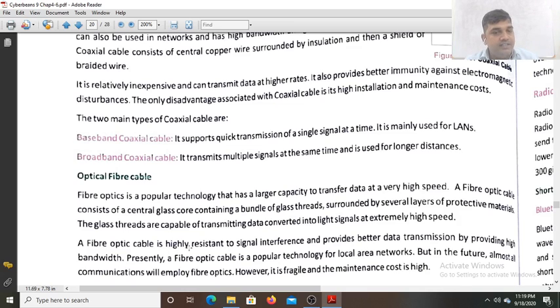This is highly resistant to signal interference also. So no electromagnetic waves can create interference with the optical signals. Presently, a fiber optic cable is a very popular technology for the local area network, but in the future, almost all the communications will employ fiber optics. However, it is fragile and the maintenance cost is high. Means the optical fiber cable is very weak, so its maintenance cost is also very high.